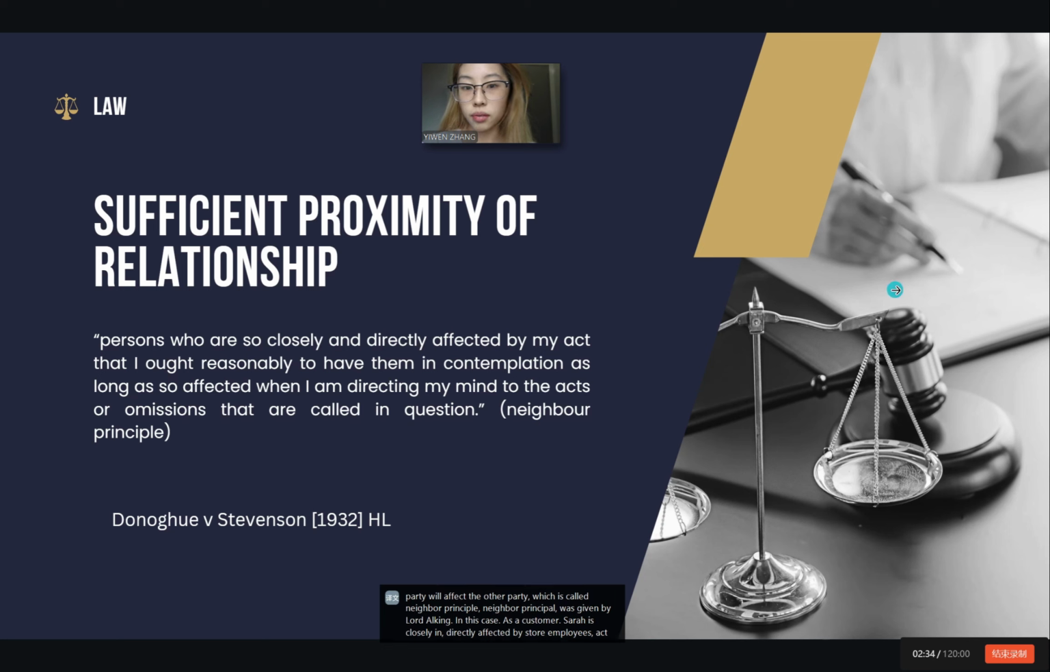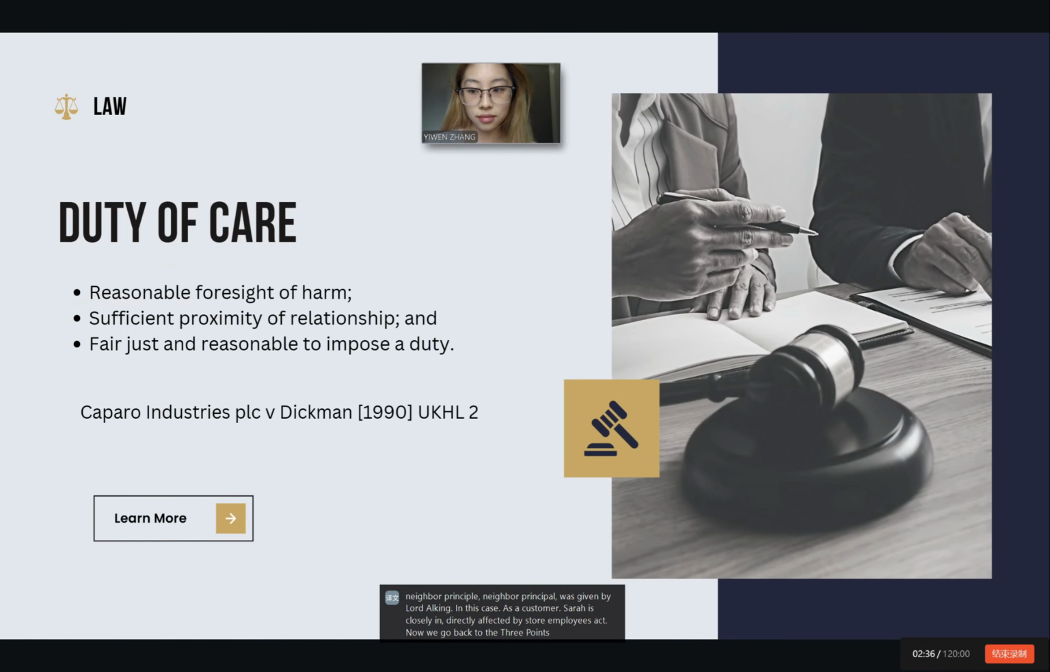Now we go back to the three points. Obviously, Sarah's injury was a foreseeable result of the water on the floor, hence it's fair and reasonable to impose a duty.